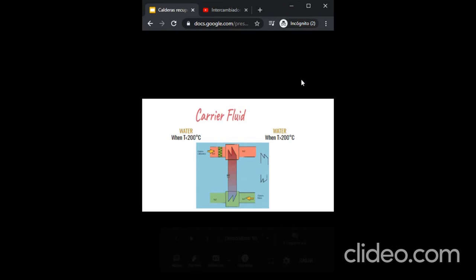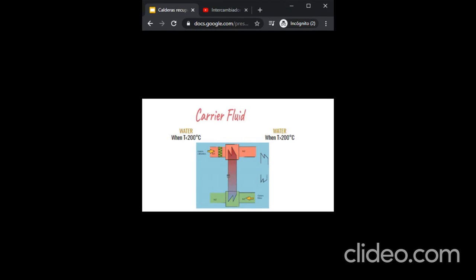In this one, for the carrier fluid, the selection of the heat transfer fluid that should be used from the previous system has a selectivity criterion and is based on the temperature. When the temperature is less than 200 degrees Celsius, water is used as the carrier fluid, but when the temperature is greater than 200 degrees Celsius, a thermal oil is used for the heat transfer.